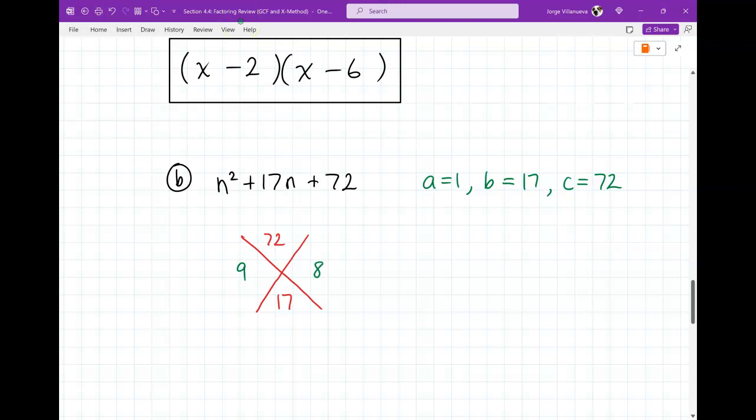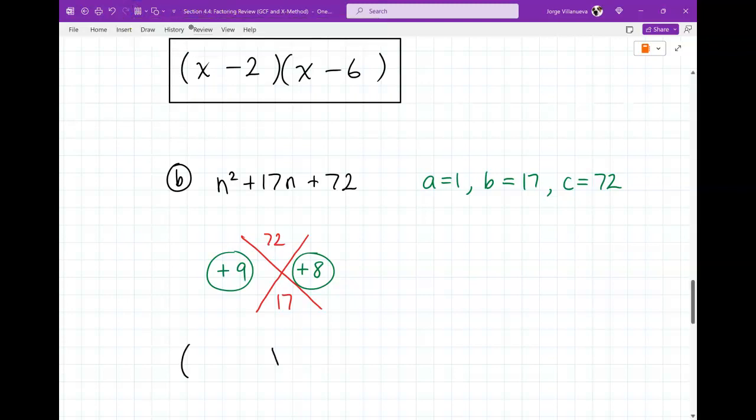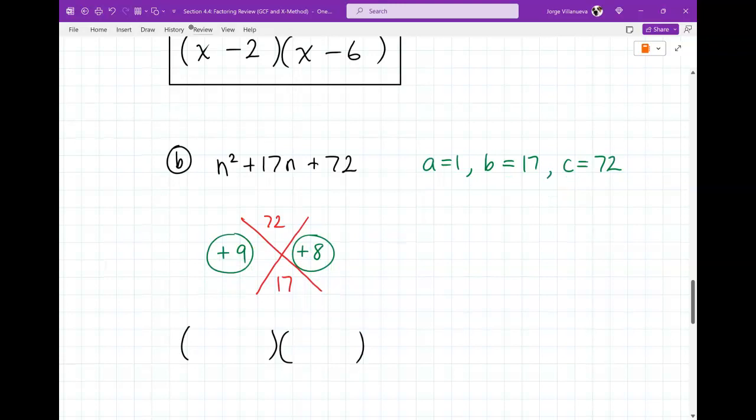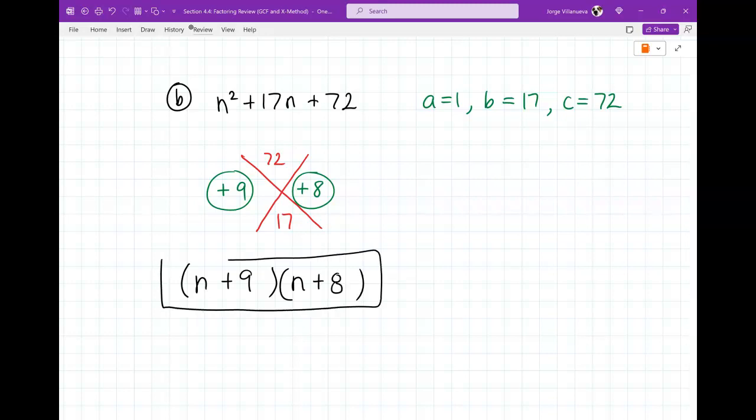By the way, you see how I wrote 9 and 8? When they're positive, I recommend you put the positive symbol on it. That way you know what to put in your factor. If they're negative, put minuses, obviously. Since A is equal to 1, I don't have to divide, so I'm just going to put a circle around this. Okay? And now I'm going to write my answer. So 2 parentheses sets. The letter I'm using is N, so I'm going to put N's right there. And then plus 9, plus 8, and I'm done.